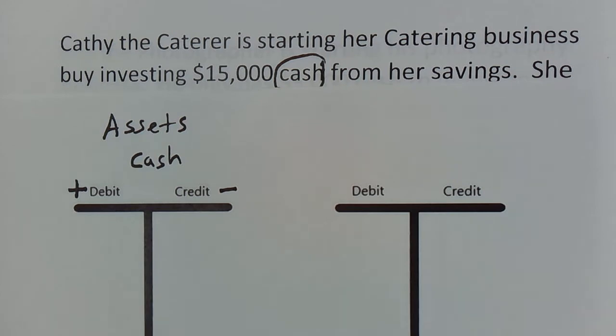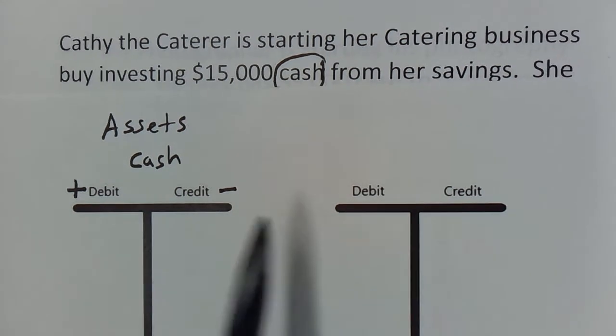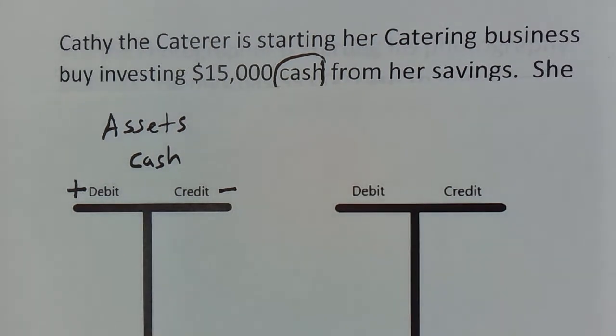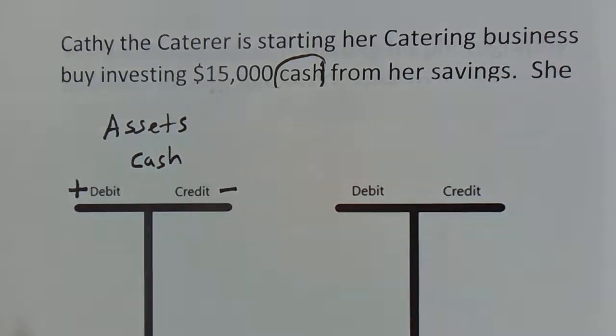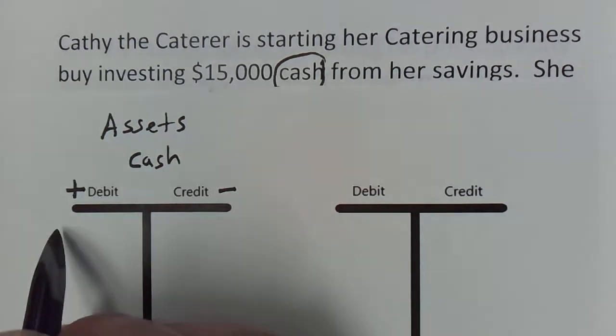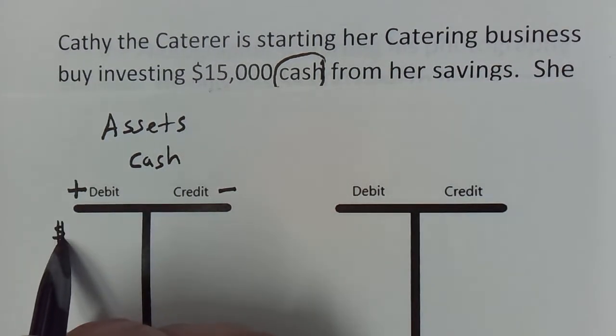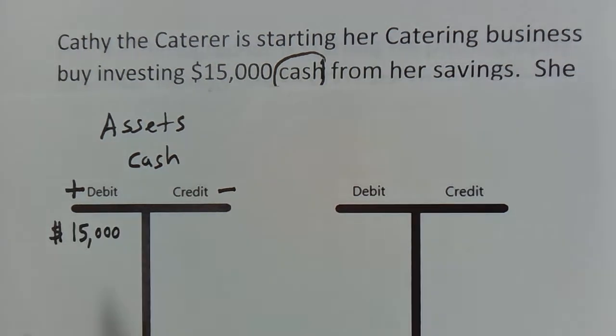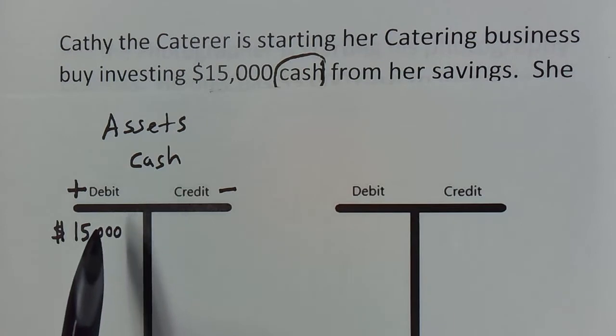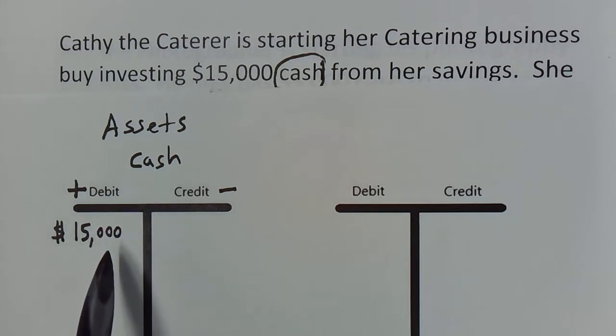So in this case, we're counting from the point of view of the company, the catering business, not from Kathy. So the company is receiving $15,000 cash. So its assets are increasing by $15,000. So I'm going to debit the asset cash for $15,000.